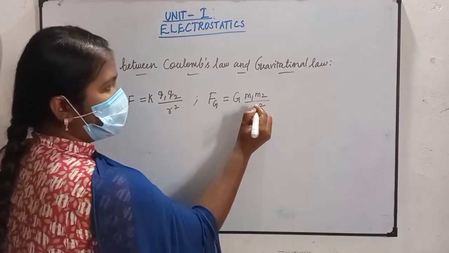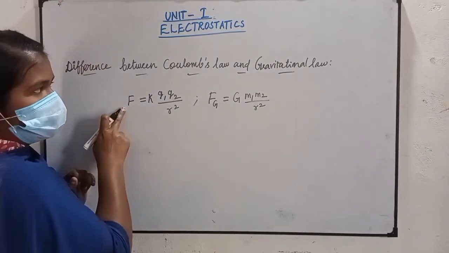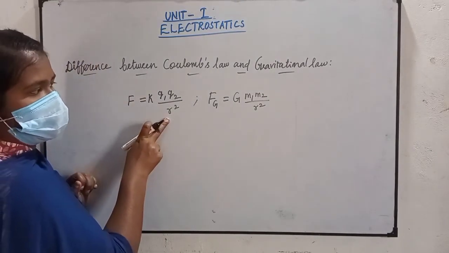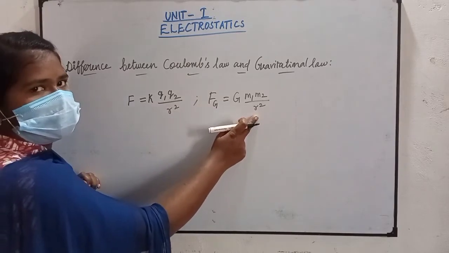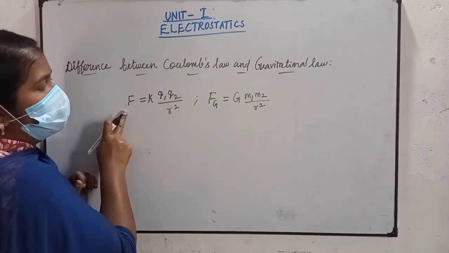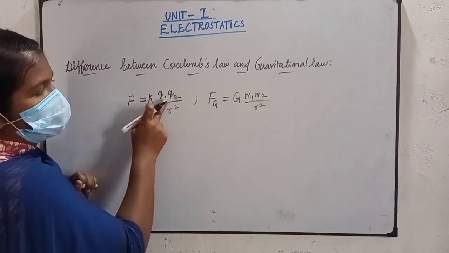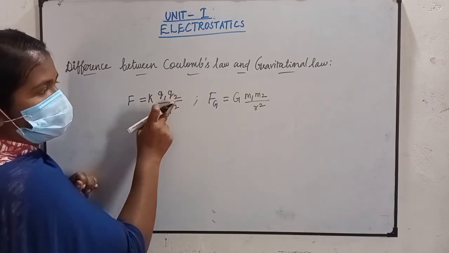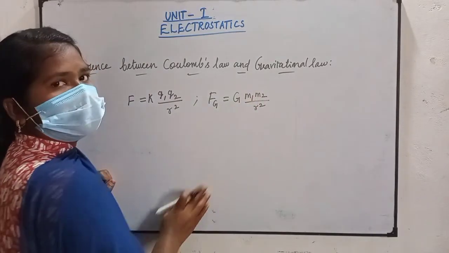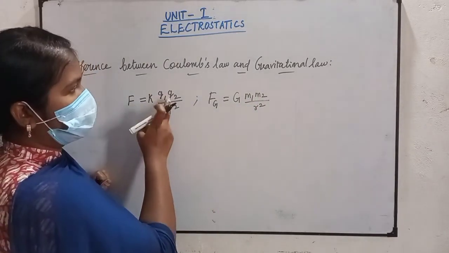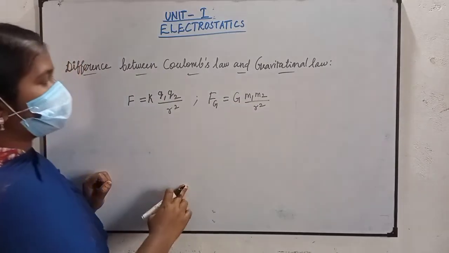Both have the same structure because the Coulomb force is inversely proportional to the square of the distance, and also the gravitational force is inversely proportional to the square of the distance. The Coulomb force is directly proportional to the product of two charges, and the gravitational force is directly proportional to the product of two masses. Here two charges, here two masses.